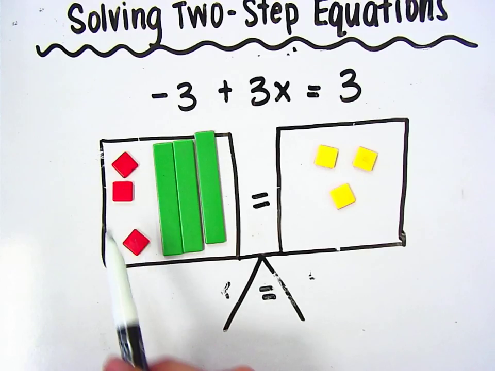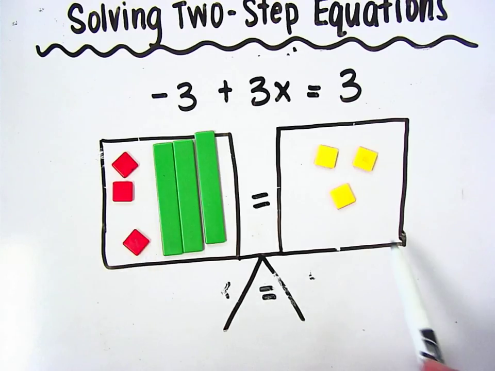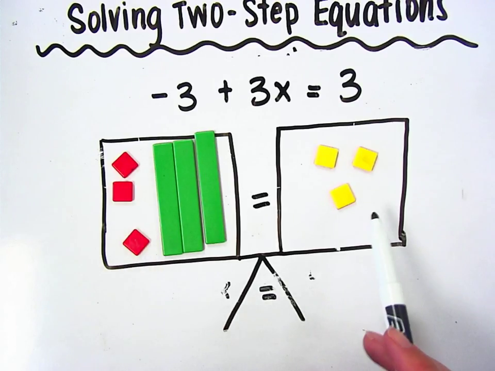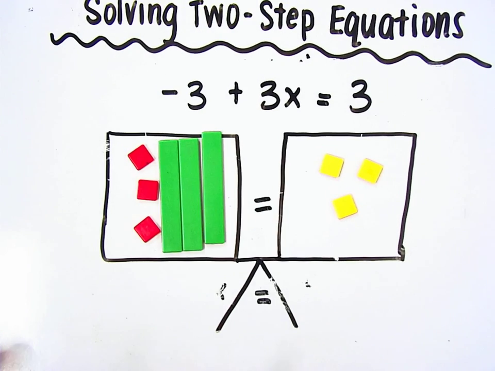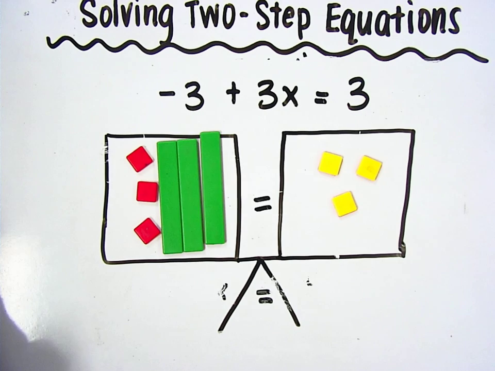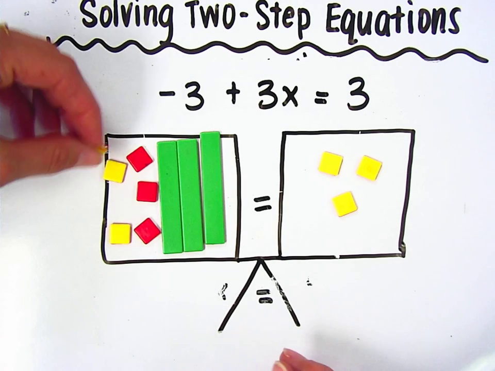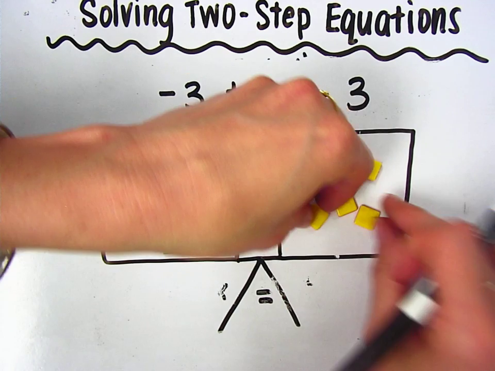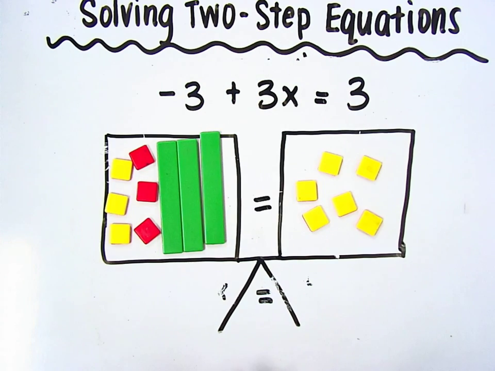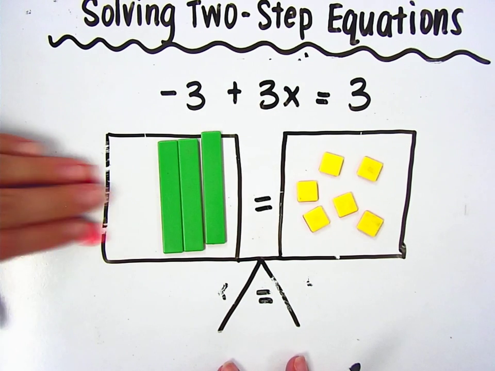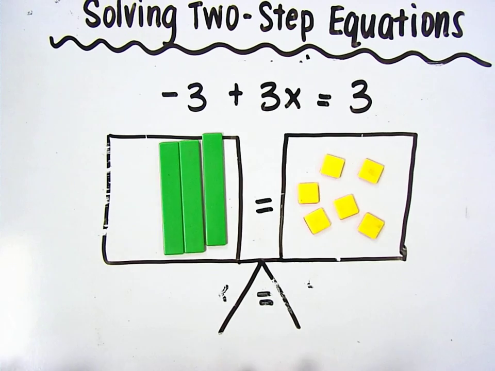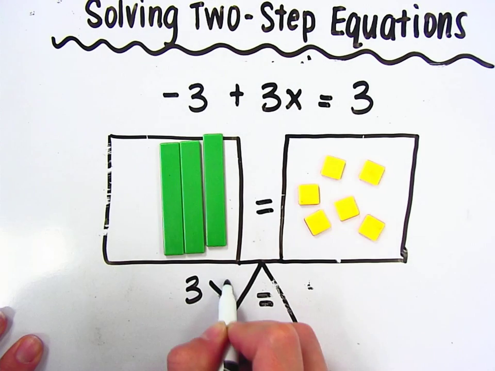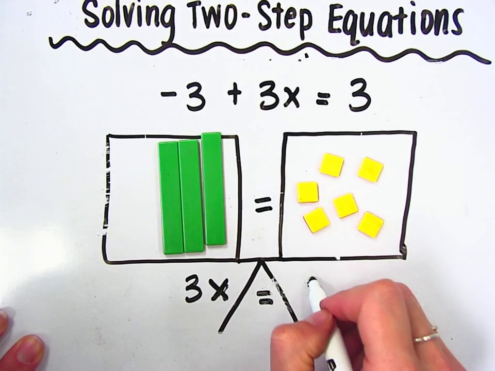We can't simply remove these 3 red tiles because I don't have 3 red tiles to move from the other side. So we're going to have to add something to our scale. In order to get rid of those 3 negatives, I'm going to add 3 positive chips to this side of my scale. And to keep it balanced, I'm going to have to do the exact same thing to the other side. Now I know I can make 0 pairs and get rid of those positive chips. And I'm left with 3x is equal to 6.